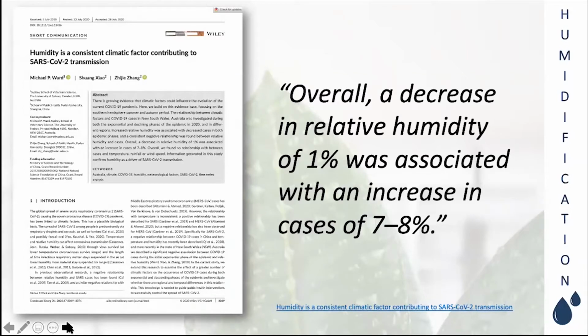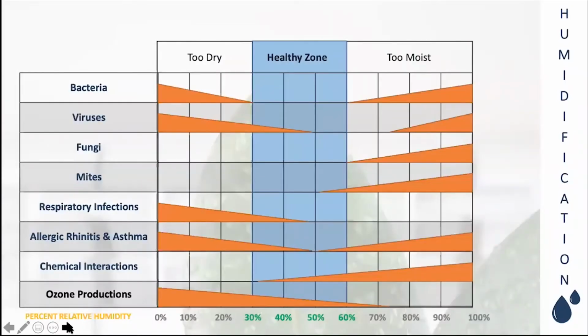Now, what they tell us is that an overall decrease in relative humidity of 1%, so as humidity goes down 1%, was associated with an increase in cases of 7 to 8% on average. Now, the big question is why? Why is humidity directly linked to increases or decreases in cases of COVID-19? And it really comes down to healthy levels of humidity and what happens in those environments.